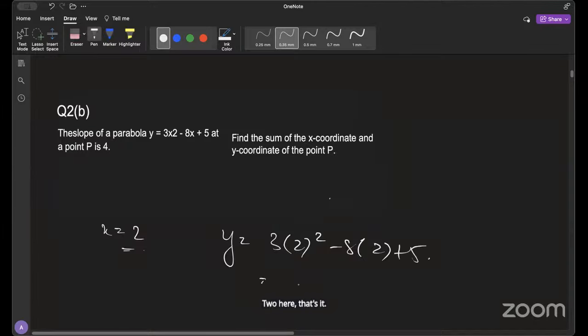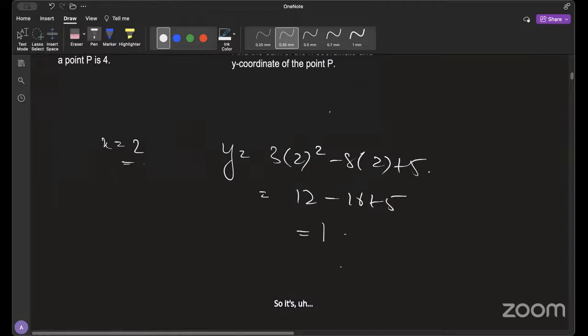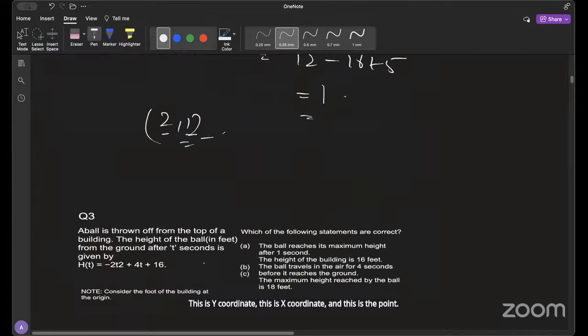3 into 4 minus 16 plus 5. 3 into 4 is 12 minus 16 plus 5. So it's 1. So y is going to be 1. So your coordinate is 2, 1. This is y coordinate, this is x coordinate, and this is the point. Okay.